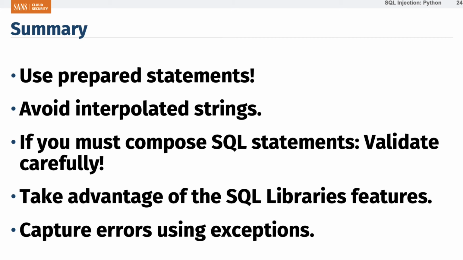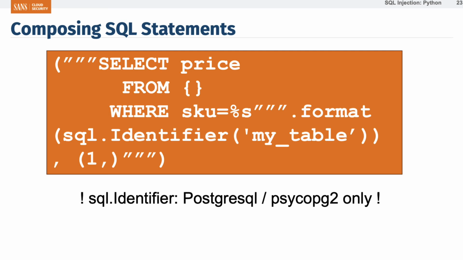If you must compose a SQL statement, like if you have these variable table names, these limit clauses, then back to input validation. Application design helps here as well to basically make sure that your table names, if you have to pass them, are easy to validate. And then, take advantage of whatever features your SQL libraries offer, like here, SQL identifier for Postgres. I don't think MySQL has something like this for Python, but take a look.